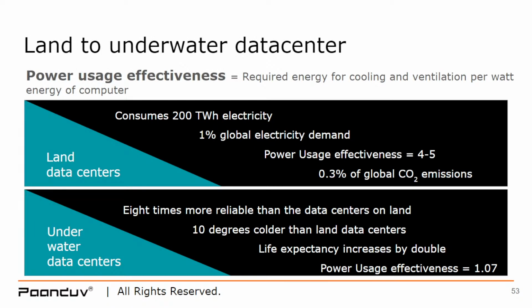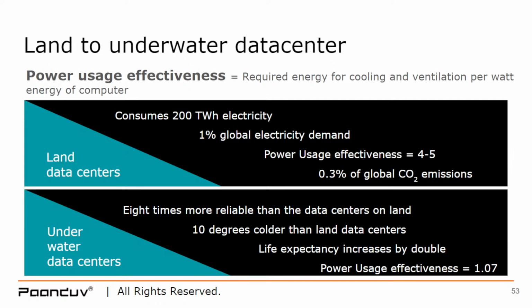Okay, so why should one move from land data center to underwater data center? For that, there's a term called power usage effectiveness, which is basically the energy required for cooling and ventilation per watt energy for a single computer, right? So land data centers are currently consuming 200 terawatt hour of electricity globally, which is 1% of the global electricity demand. And the power usage effectiveness is very high. It's not good. I mean, it should be around 1 or lower than 4 to 5 for sure. This results in 0.3% of global CO2 emissions.